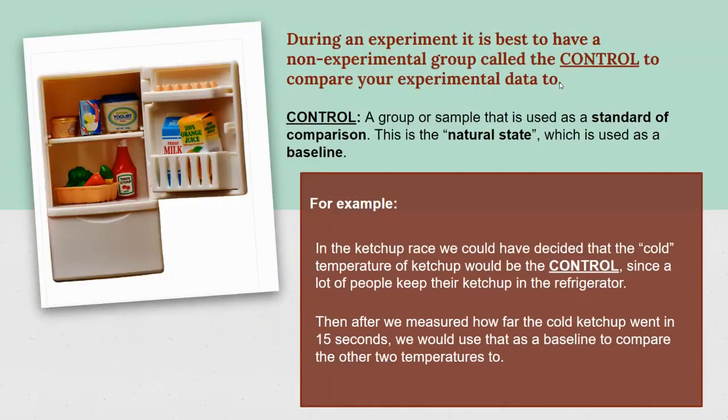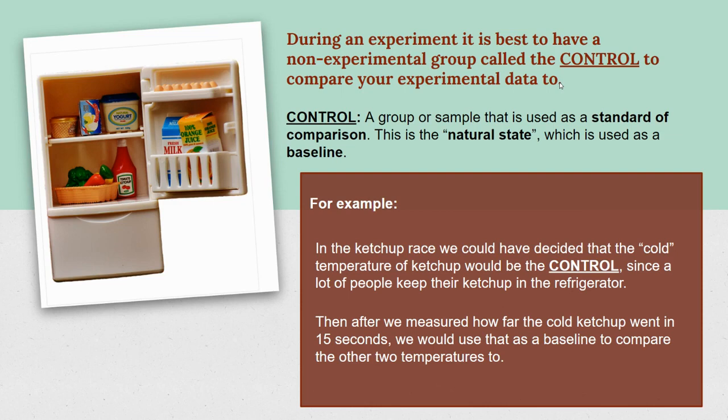During an experiment, it is best to have a non-experimental group called the control to compare your experimental data to. Control: a group or sample that is used as a standard of comparison. This is the natural state, which is used as a baseline.